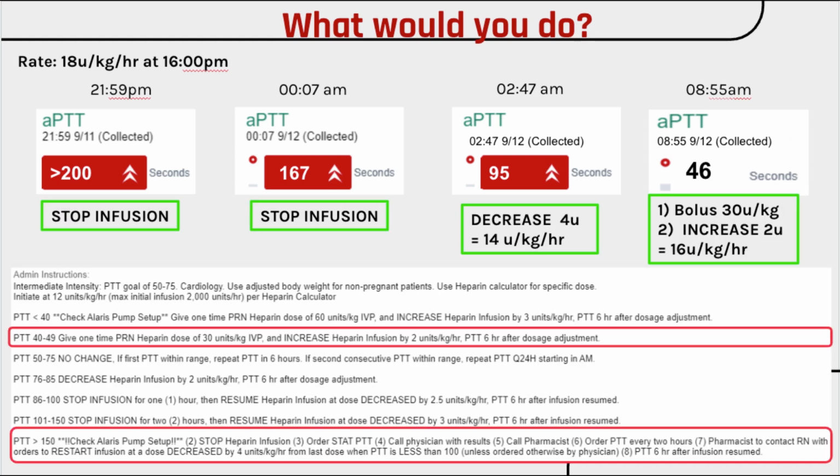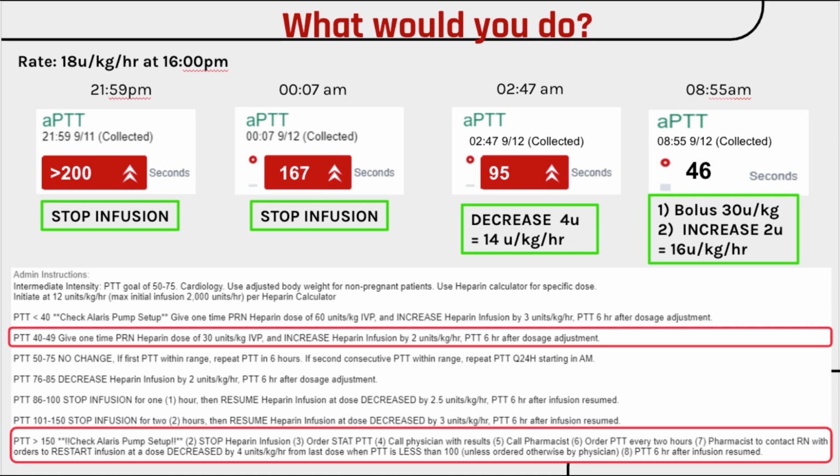First, we stop the infusion for PTT greater than 150 at 21:59 and continue to hold and check PTT every 2 hours until PTT is less than 100. At 0247, PTT is 95, which is okay to resume the drip, but with a decreased rate by 4 units of when the rate was stopped, which is now 14 units. Then continue to recheck PTT every 6 hours.